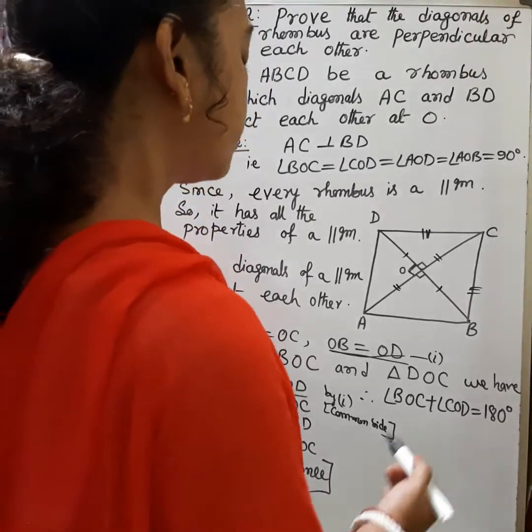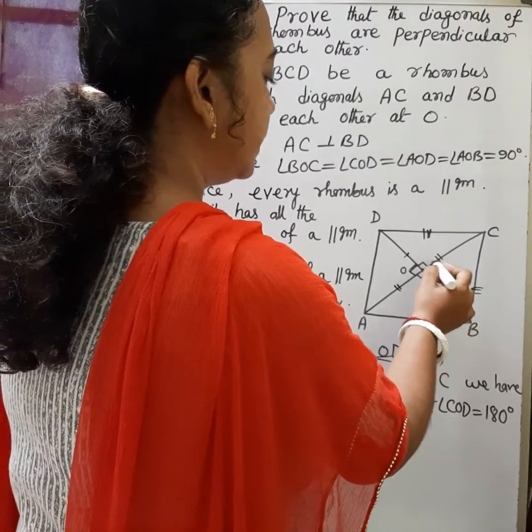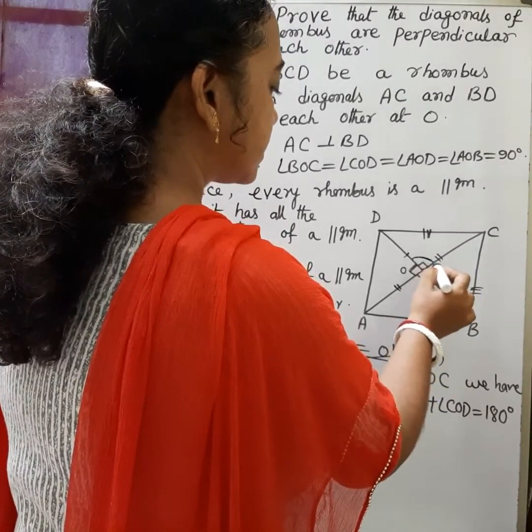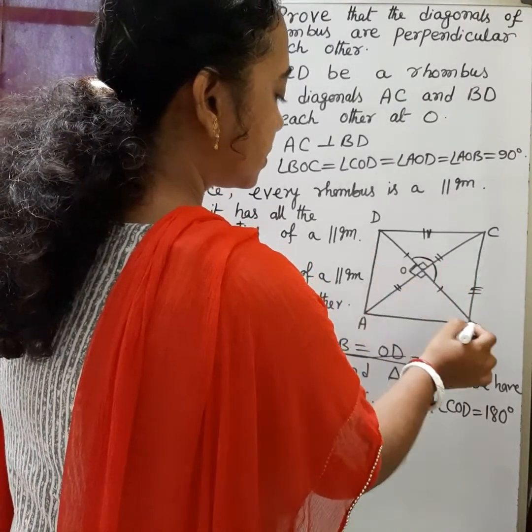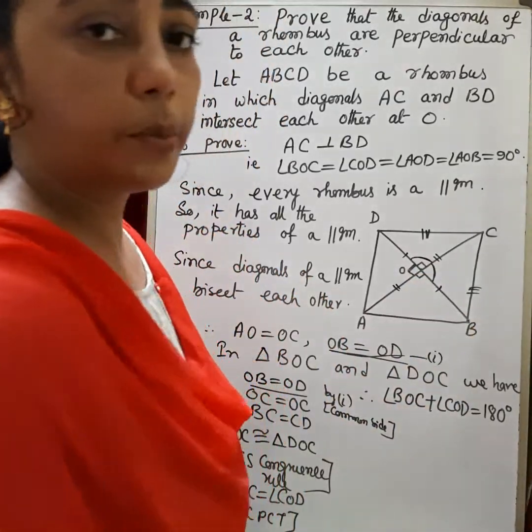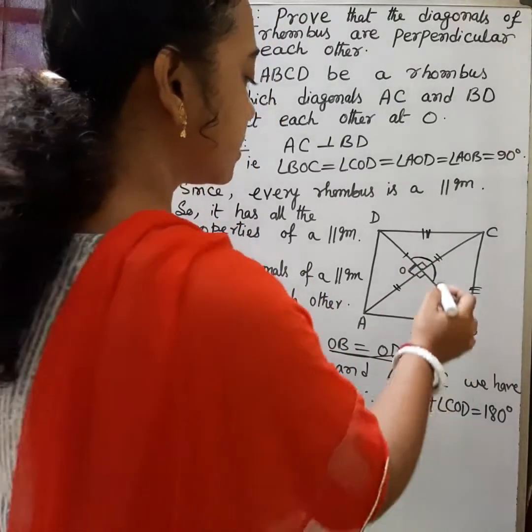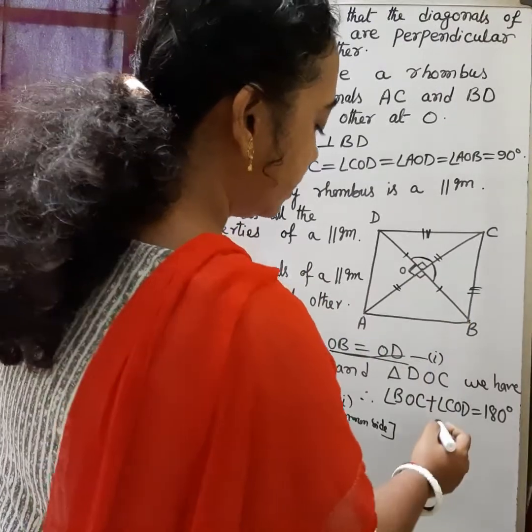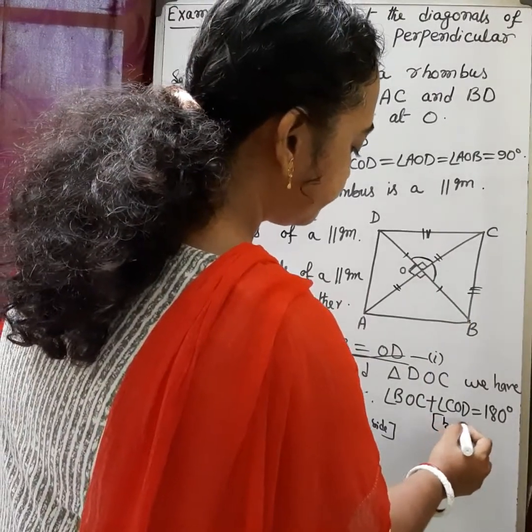So now these two angles are forming a linear pair of angles, as these two angles are adjacent angles and they are on a straight line. So these two angles are forming a linear pair of angles. So their sum will always be 180 degrees. So this is by linear pair.